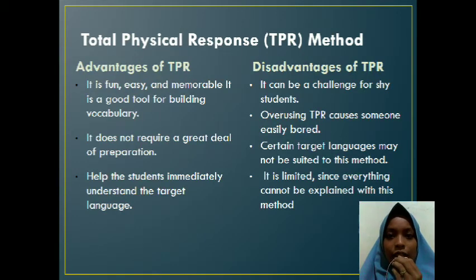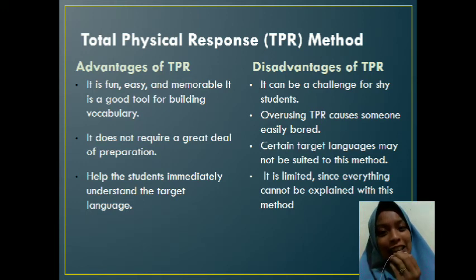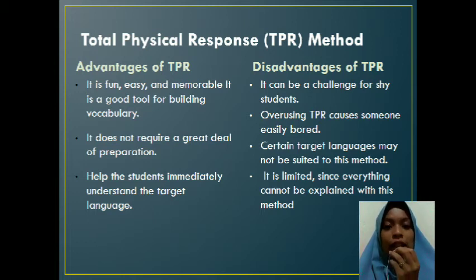Next, the advantages of TPR. It's fun, easy, and memorable. It's a good tool for building vocabulary. It can help students with the meaning in real context. Then, it doesn't require a great deal of preparation. Next, it helps students immediately understand the target language. TPR is inclusive and works well in a class with mixed ability levels. It helps learners achieve fluency faster in a learning language. It benefits struggling students.